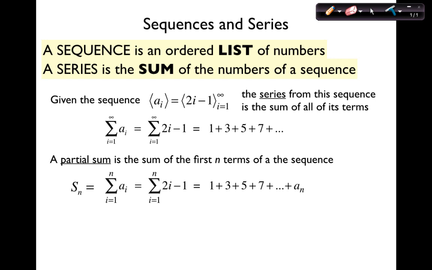So what is S2? People are saying 4. Agree? S2 is 4. It's the second partial sum. It's where you take the first one and the second one, add those, and stop. So the second partial sum is 4.